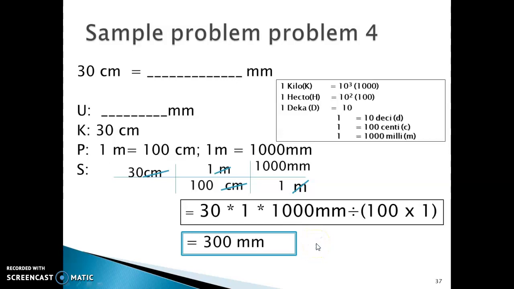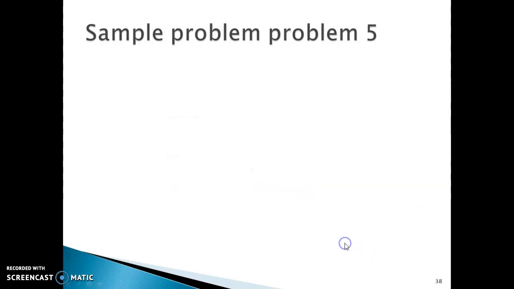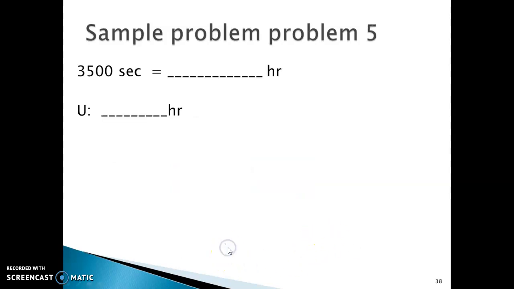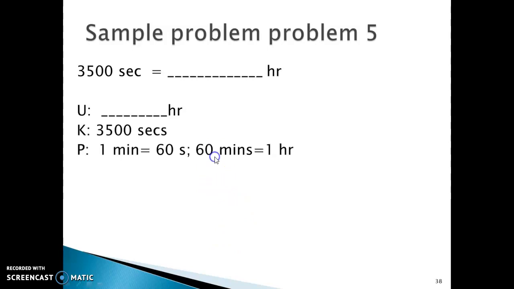All right, so you get 300 millimeters. And that does have the correct number of significant figures there. All right, let's convert seconds to hours. This you might be able to do on your own without dimensional analysis, but I want you to show it using this factor label method.